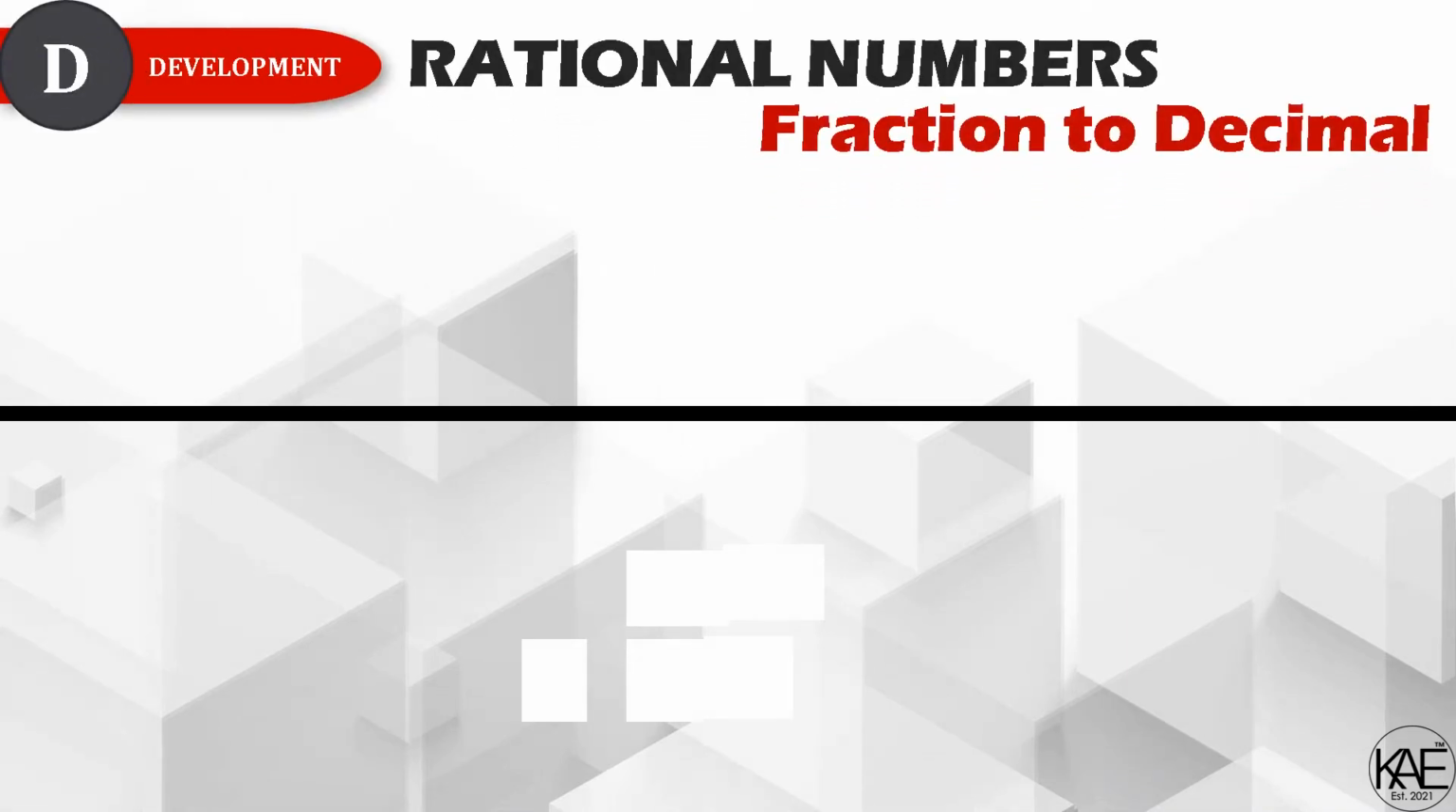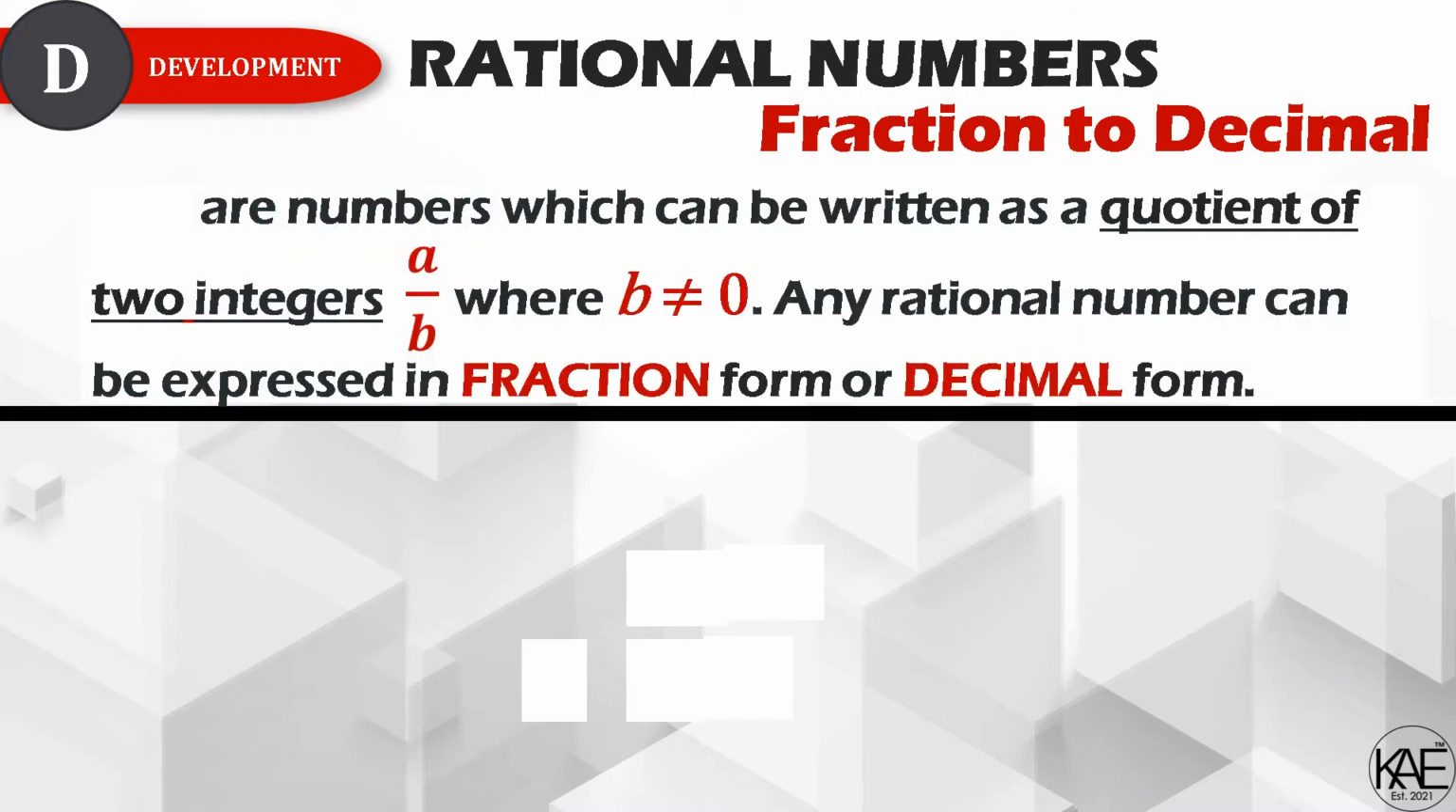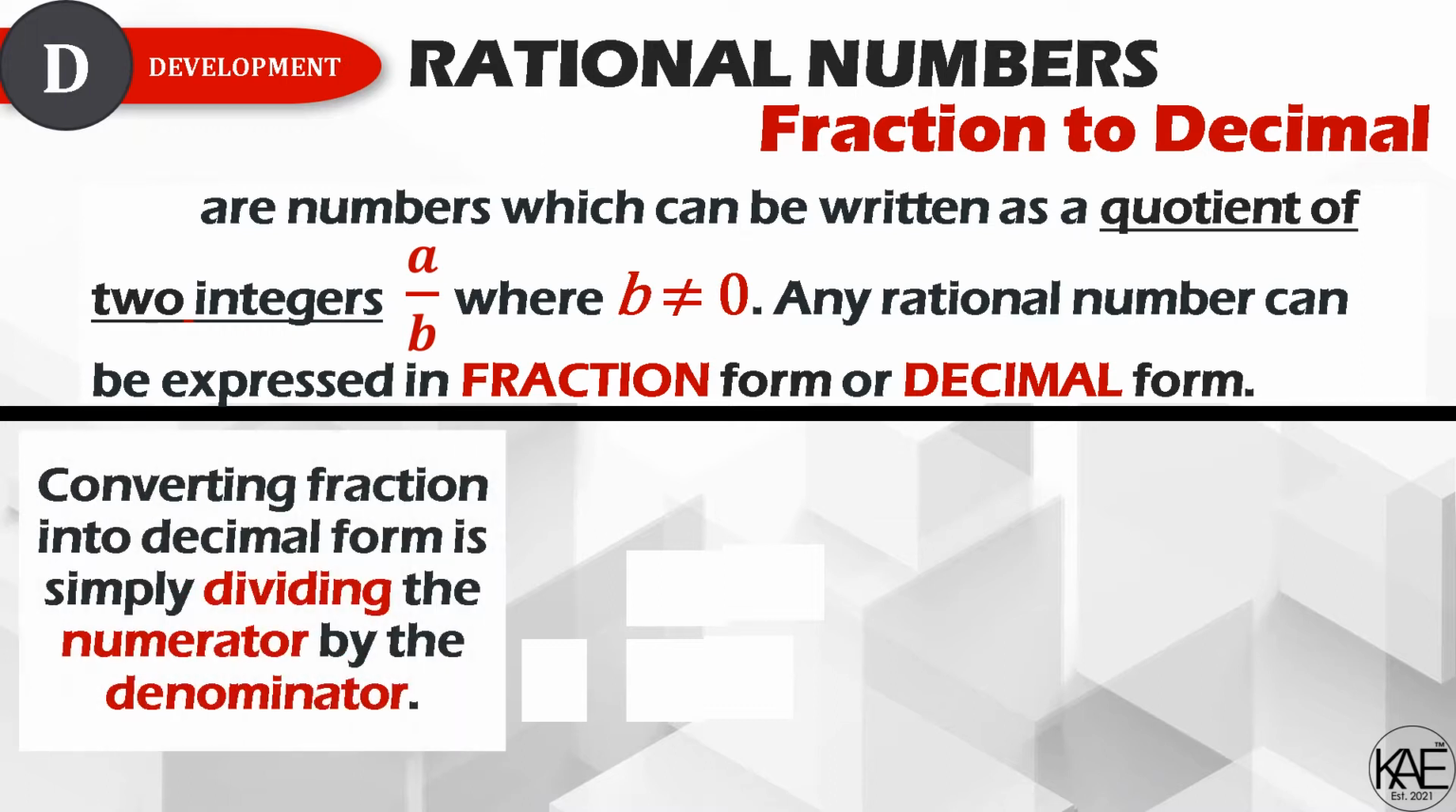Rational numbers changing from fraction to decimal form. First, what are rational numbers? These are numbers which can be written as a quotient of two integers, a over b, where b should not be equal to 0. Any rational number can be expressed in fraction form or decimal form. Converting fraction into decimal form is simply dividing the numerator by the denominator.